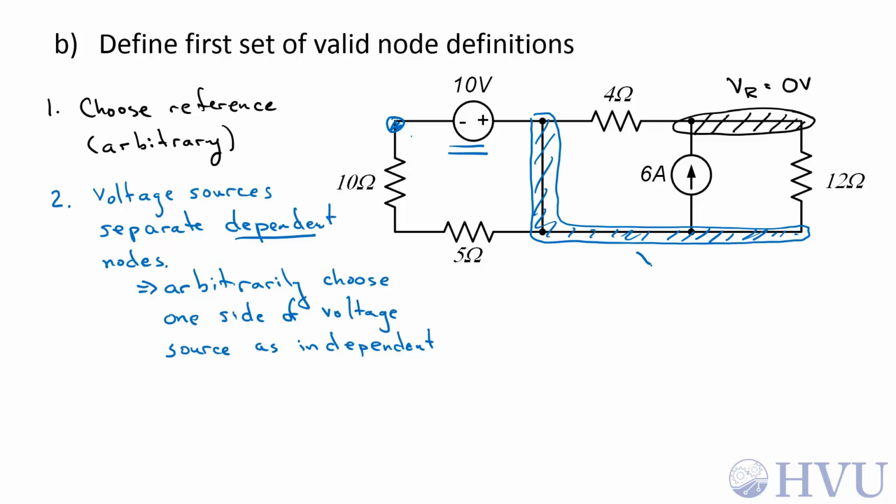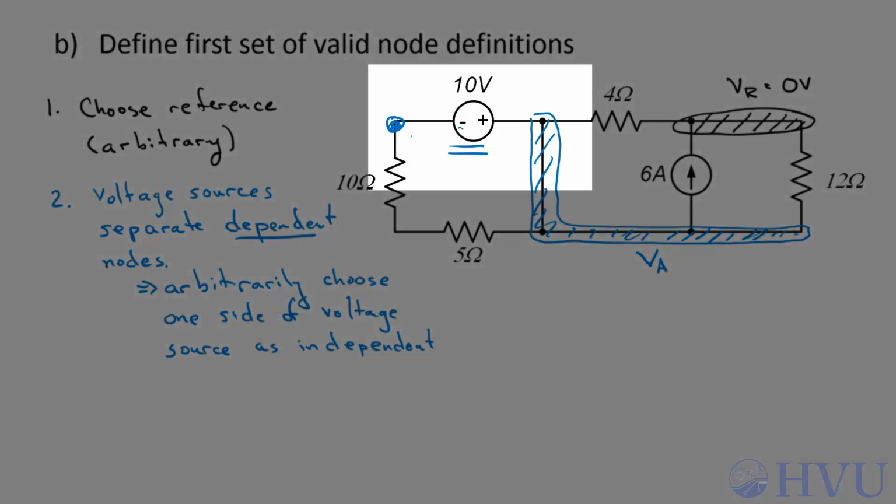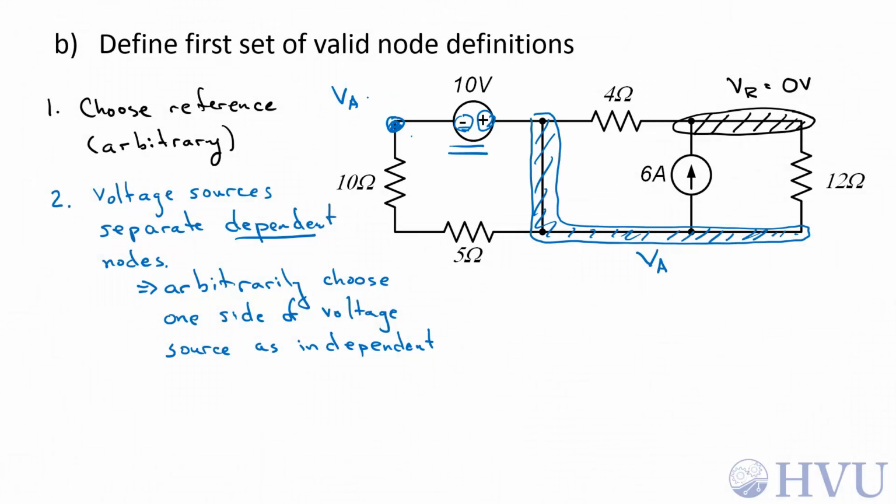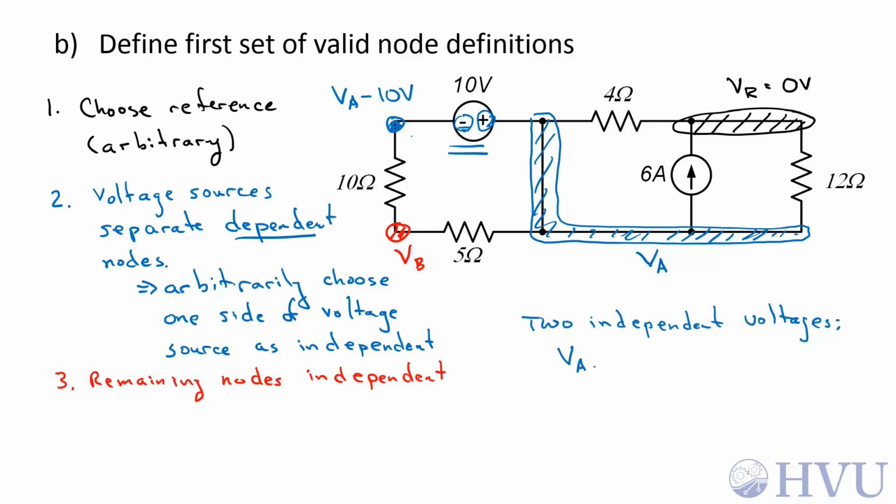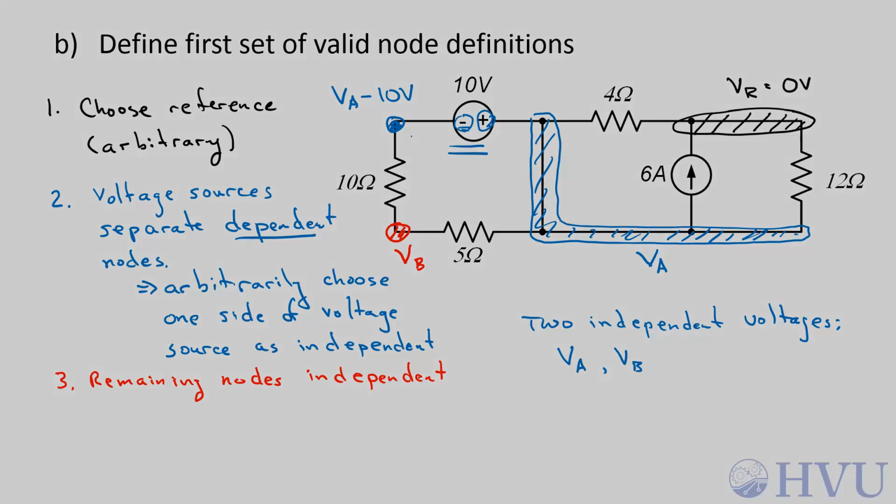I'll choose this one as my independent voltage V sub A. This voltage is 10 volts lower than that voltage because this is the positive terminal, this is the negative terminal, so this voltage by default becomes VA minus 10 volts. Any remaining nodes will also be independent. The only node left is this one. That'll be an independent node. I'll give that a variable name V sub B. So I have 2 independent voltages. Those are called VA and VB, and that is consistent with my previous assessment.